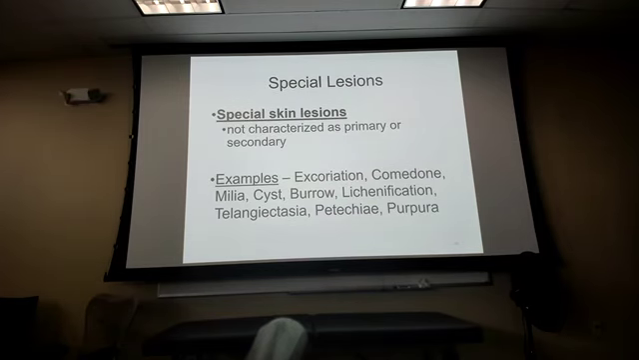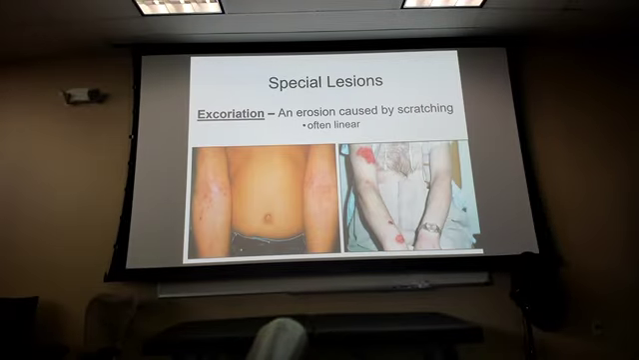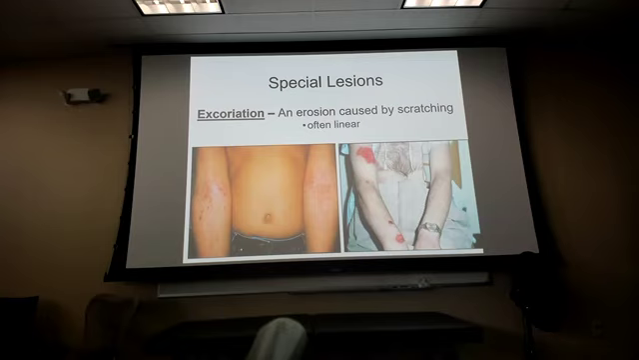So special, secondary, but we also have special lesions. Again, that's not the primary or the secondary, it's in and of itself. So: excoriation, comedone, milia, cyst, burrow, lichenification, telangiectasia, petechia, purpura. Okay? So let's break those down again. Excoriation: scratching. It's linear because they're going right there over and over and over, and so that's what will cause that excoriation.